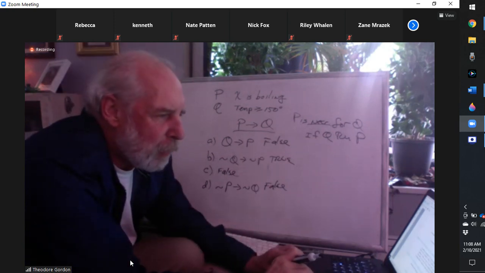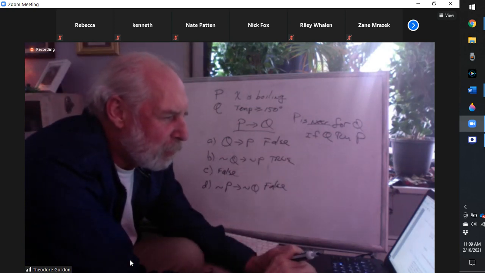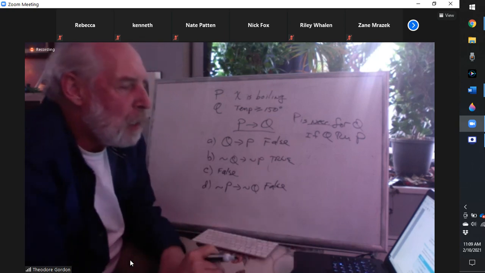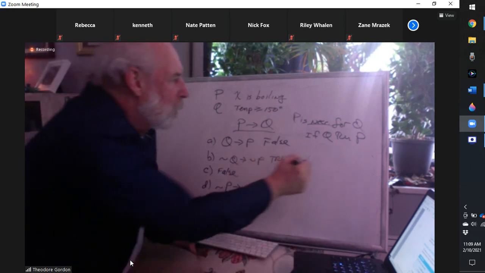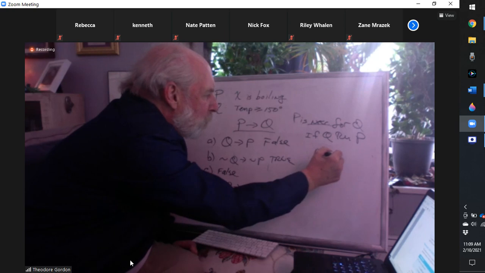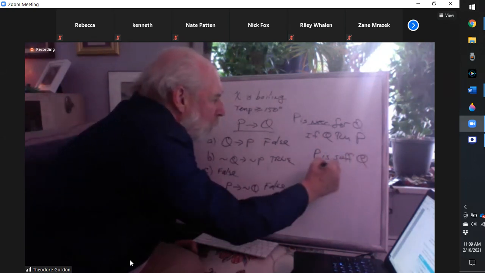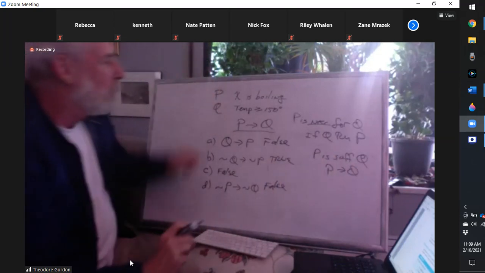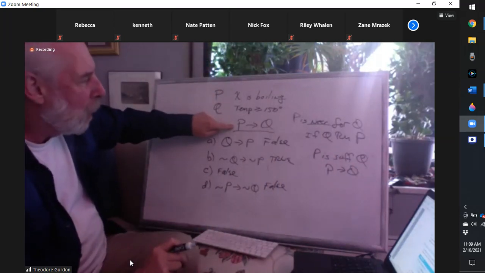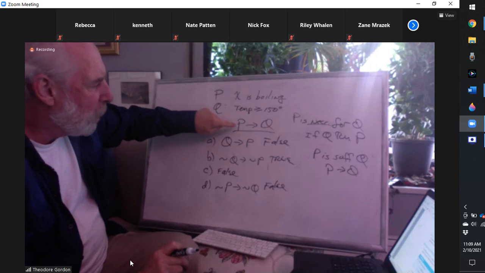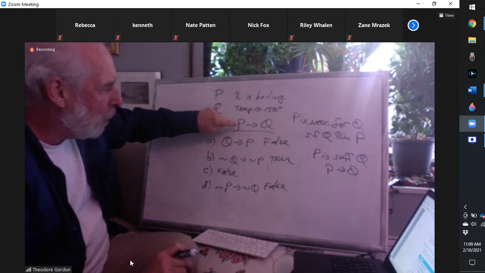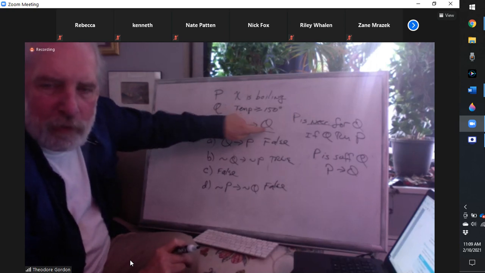So there is a way to write that out. And then sufficient, where are we? If P is sufficient for Q, that says if P then Q. So this is another way of saying it's sufficient for the compound to be boiling if its temperature is at least 150.